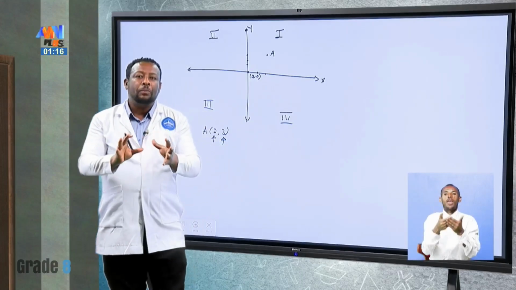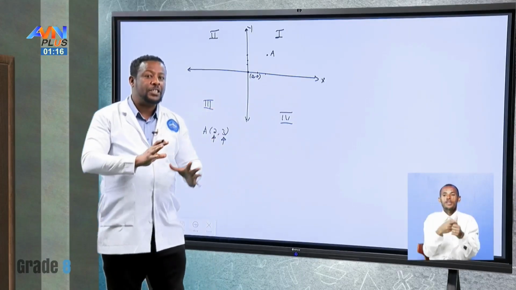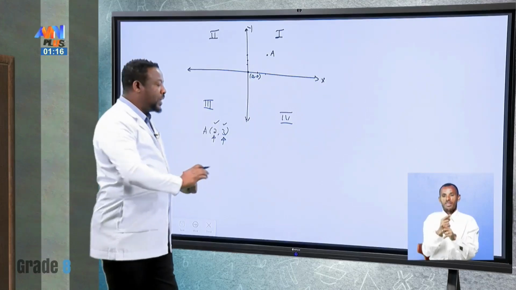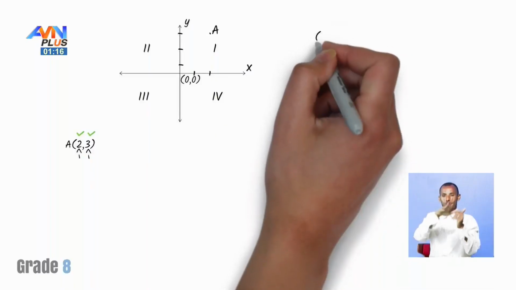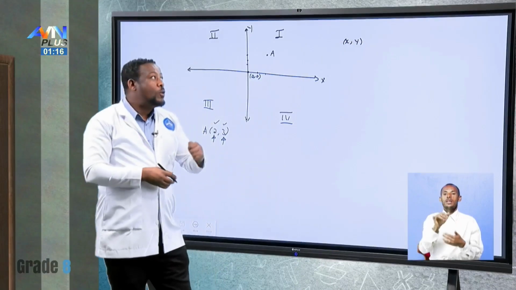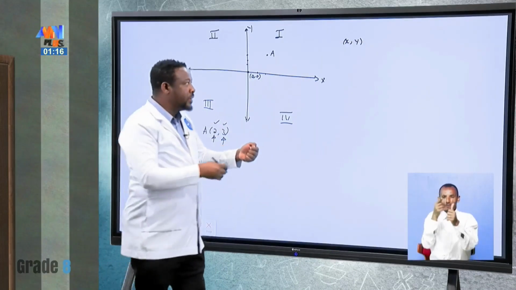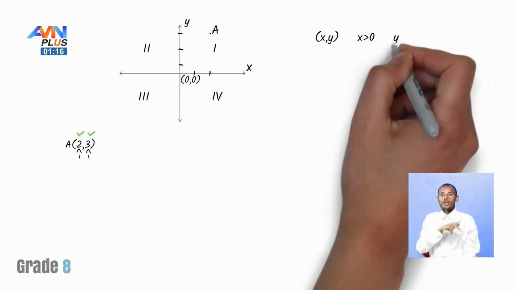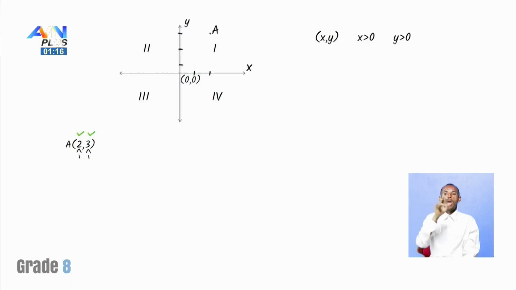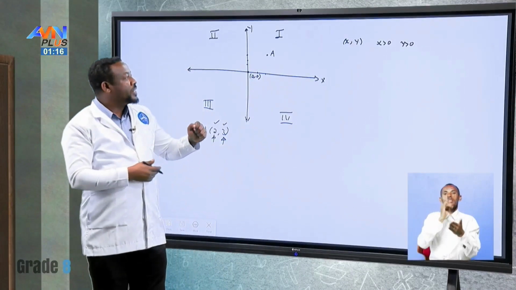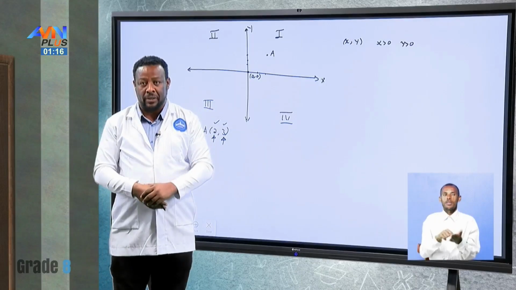Generally, any point in the first quadrant has this property: the first entry positive and the second entry positive, right? So generally, we concluded that if we have a certain point x, y, this x, y is in the first quadrant if it possesses this property. Both x and y are positive numbers, or greater than 0, right? So this is the characteristic of points in the first quadrant.